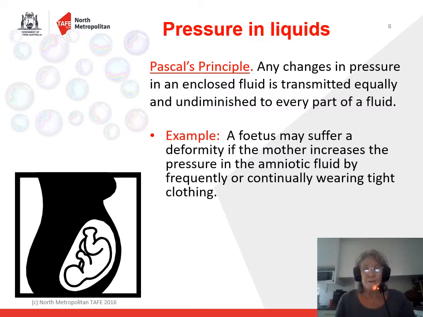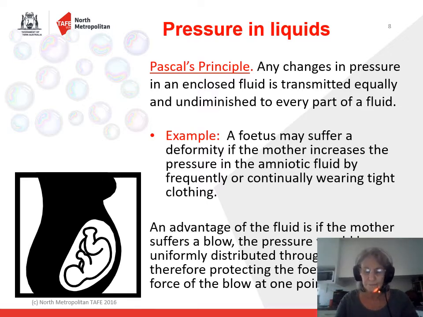So if a mum wants to wear a corset the whole time to pretend that she's not pregnant, then the fetus inside that womb is going to become deformed. That's this principle that all pressure in a liquid will be distributed equally.